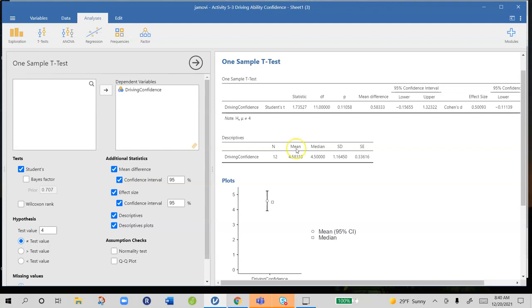Okay. So our t is 1.73 with 11 degrees of freedom, and our p is 0.11. The mean difference is 0.58. First of all, we have a 95% confidence interval around the mean difference. So we could be 95% sure that the true mean difference is somewhere between negative 0.16 and 1.32, which is a big spread. And that's a really big spread because we have a really small data set here.